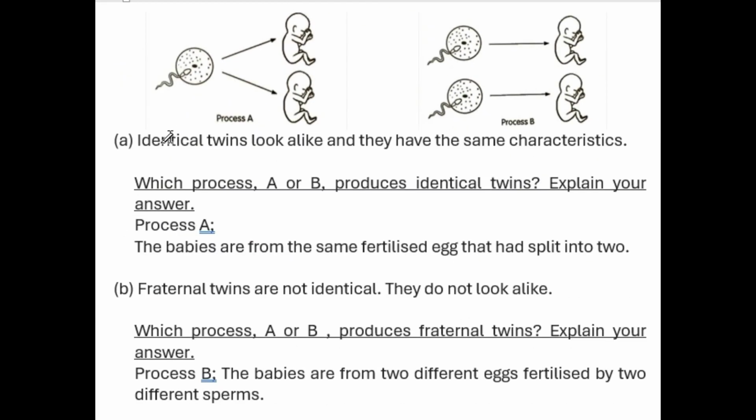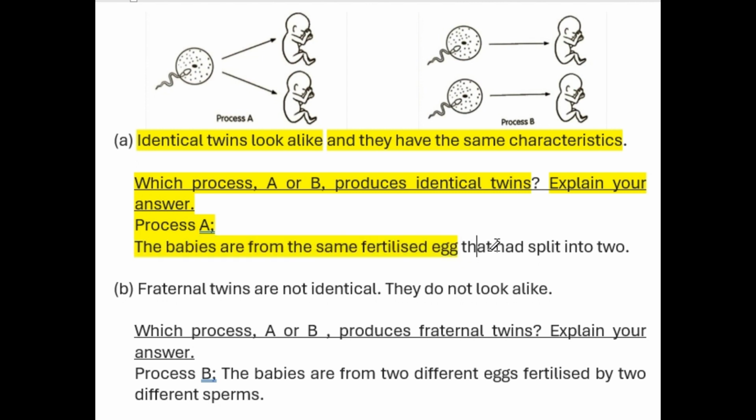A. Identical twins look alike, and they have the same characteristics. Which process, A or B, produces identical twins? Explain your answer. Process A. The babies are from the same fertilized egg that had split into two.